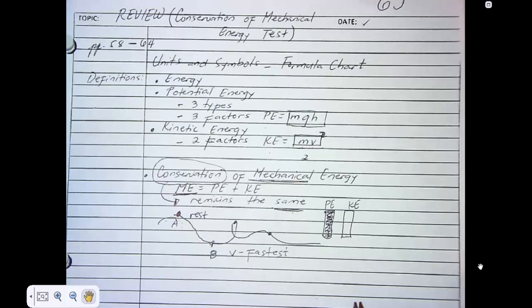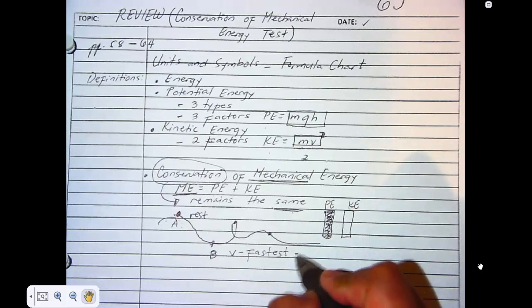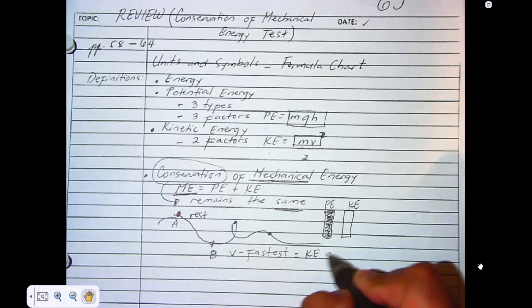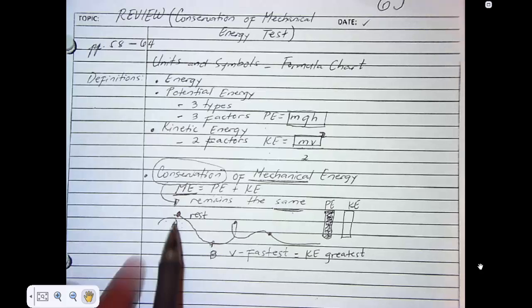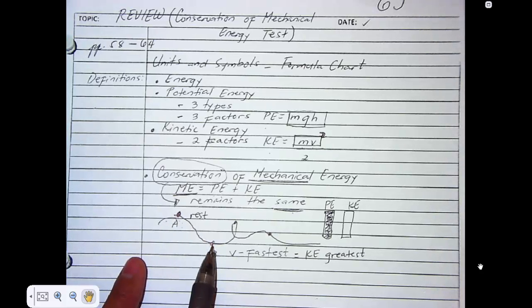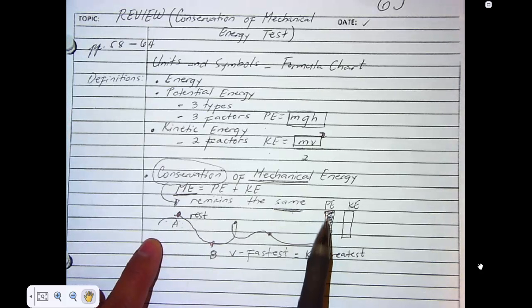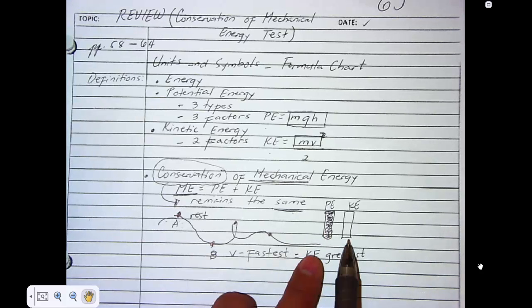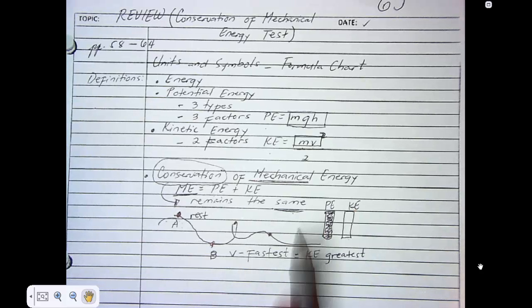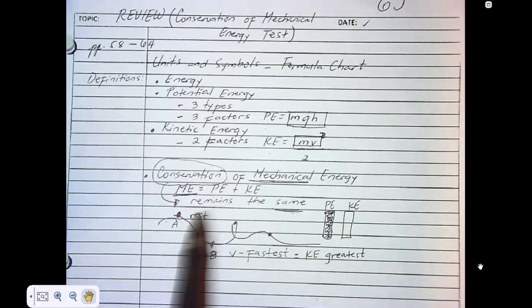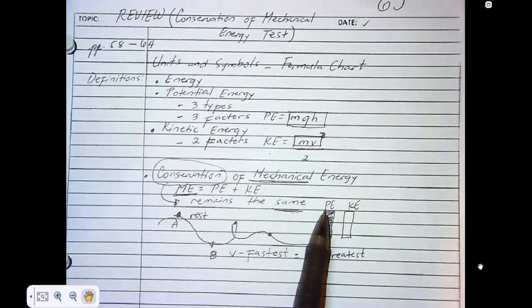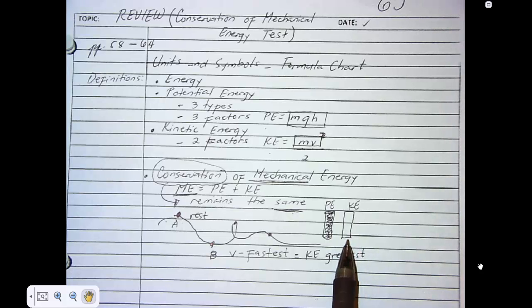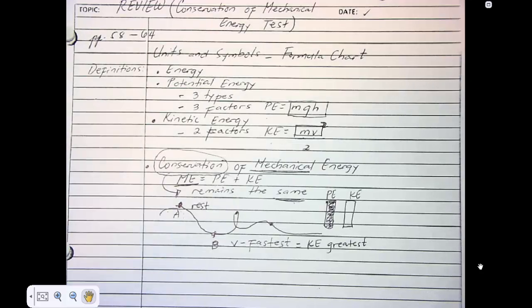And at a very fast speed, your kinetic energy is greatest. Okay? So as this rolls down again, your potential energy will start going down, but your kinetic energy will start going up. It's always the opposite. If the PE is increasing, kinetic energy is decreasing, or vice versa. Alright, that's your conservation of mechanical energy.